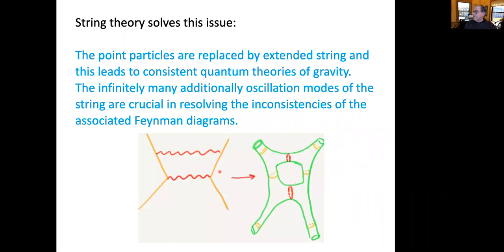The Feynman diagrams, given the world lines, are replaced by world sheets. And you have this picture where you have these diagrams replaced by world sheet diagrams. And the infinities that you would naively get in the Feynman diagrams when you have graviton exchanges are somehow resolved due to the fact that the string has a particular size, and that size is key in resolving the inconsistencies of these quantum gravitational aspects of the scattering amplitudes. So things all look good.